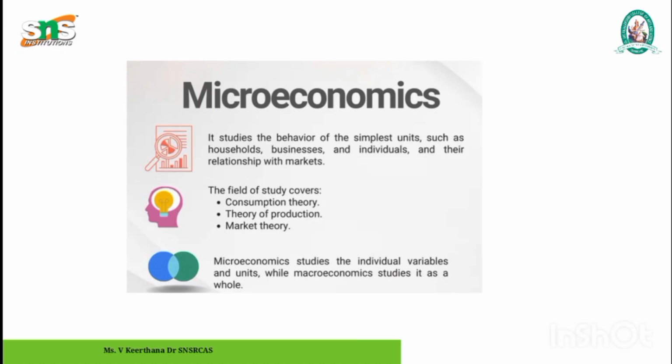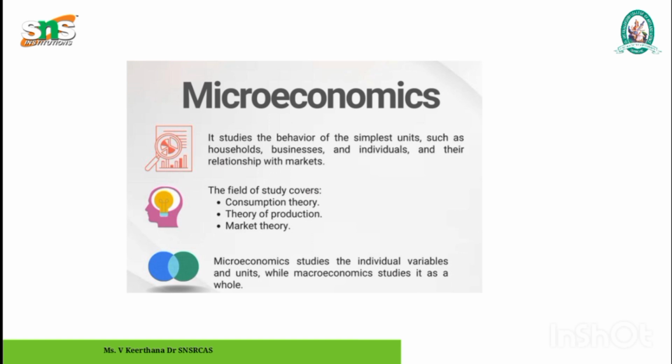Next is microeconomics. Microeconomics is the branch of economics that focuses on the behavior and decision making of individual economic units such as consumers, firms, and households. It examines how these entities interact in specific markets to determine prices, resource allocation, and the distribution of goods and services. Microeconomics is primarily concerned with supply and demand, market equilibrium, and the decision making process at the individual or firm level. Key aspects of microeconomics: demand and supply.